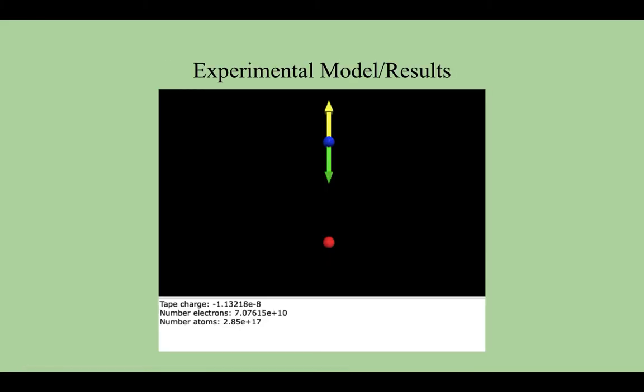This is the experimental model and the results. The green arrow is the gravitational force and the yellow arrow is the electric force. The tape's charge is 1.13 times 10 to the negative 8 coulombs, which is similar to what we calculated by hand. The number of electrons is 7.08 times 10 to the 10th, and the number of atoms is 2.85 times 10 to the 17th.